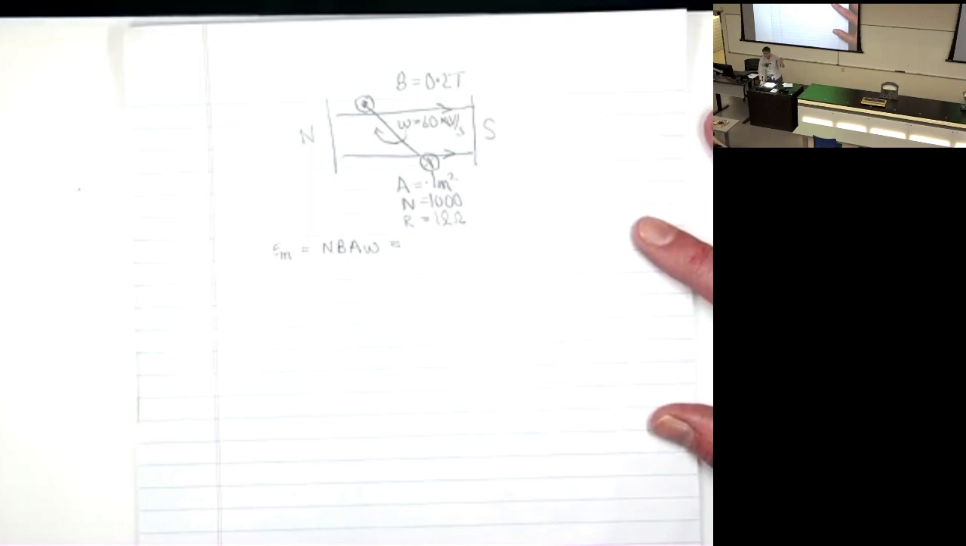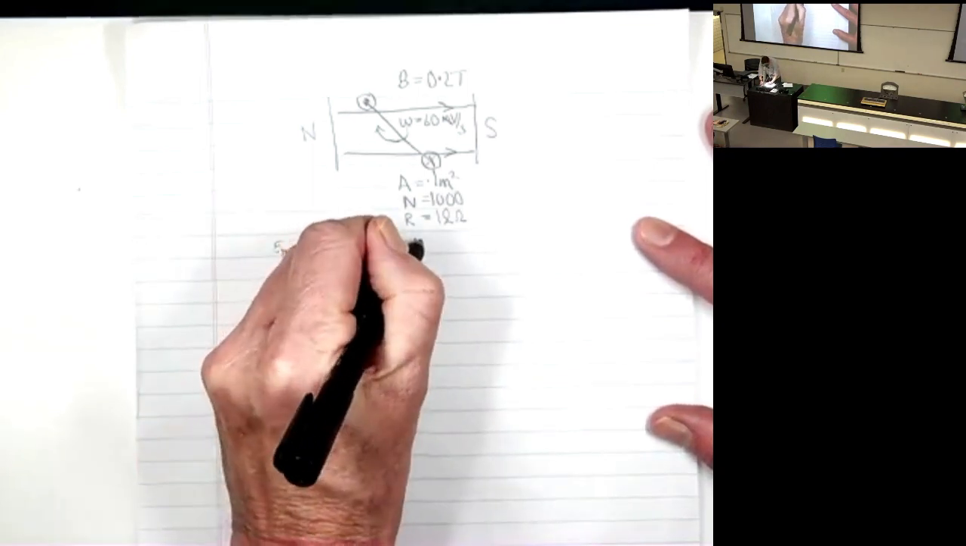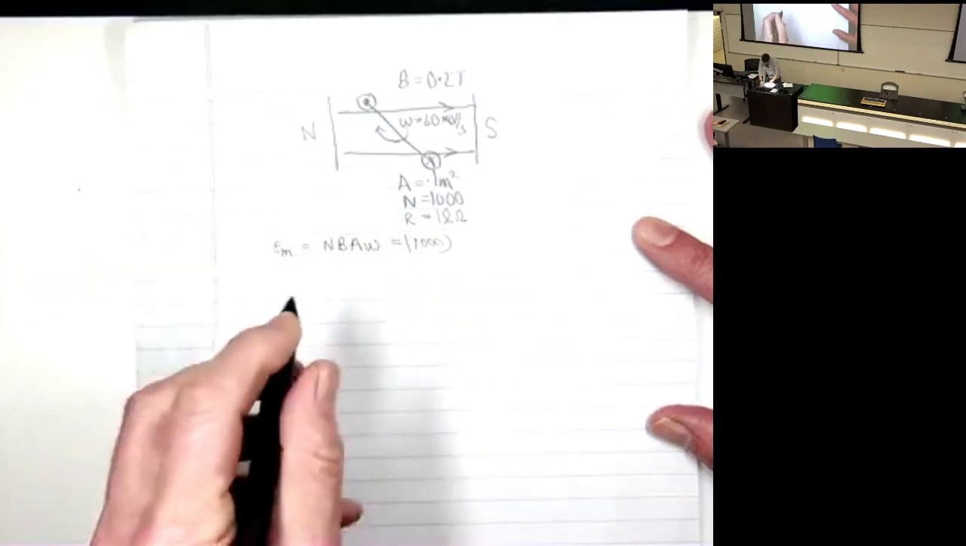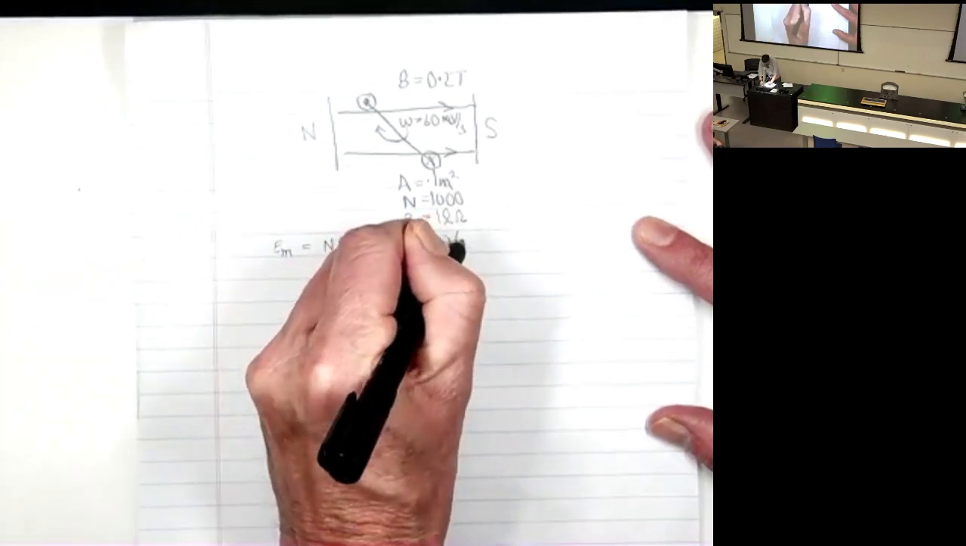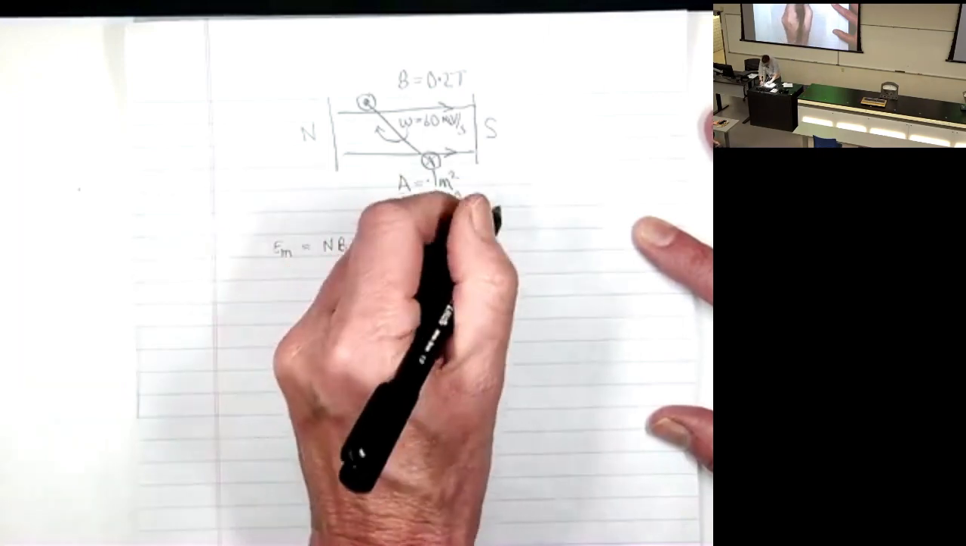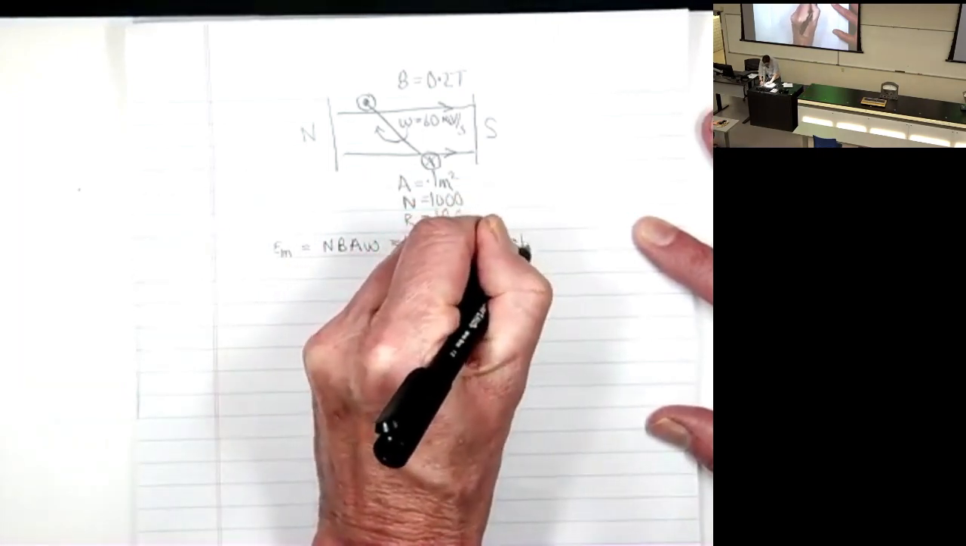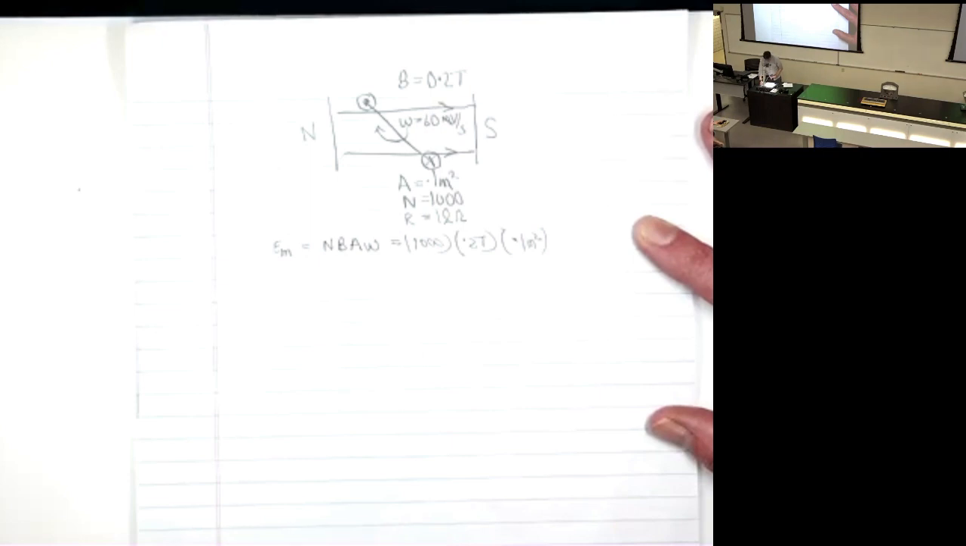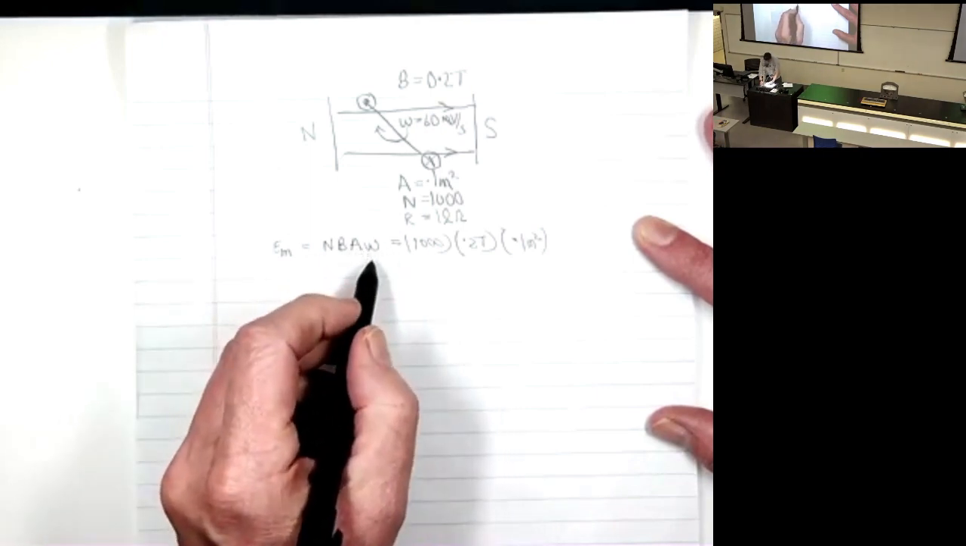Number of turns of the coil. That was 1,000. Magnetic field, 0.2 tesla. Area of the coil, 0.1 meter squared. And finally, the angular frequency.